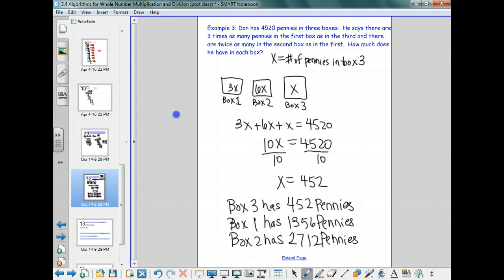And then we're finished. Please make sure to answer the question that's asked. It's awfully easy to just get to the point where you have x equals 452 and you're done and move on. Make sure you answer what was asked. All right, last problem.